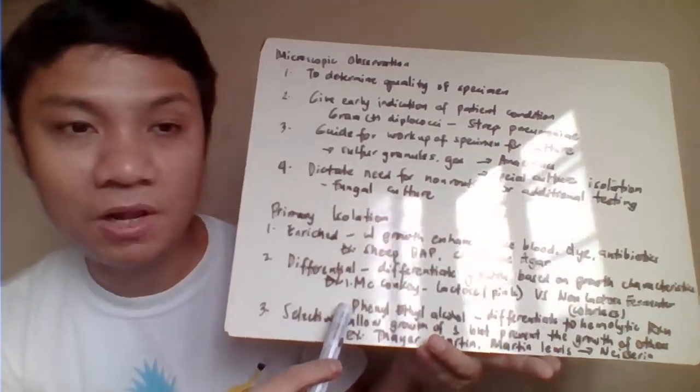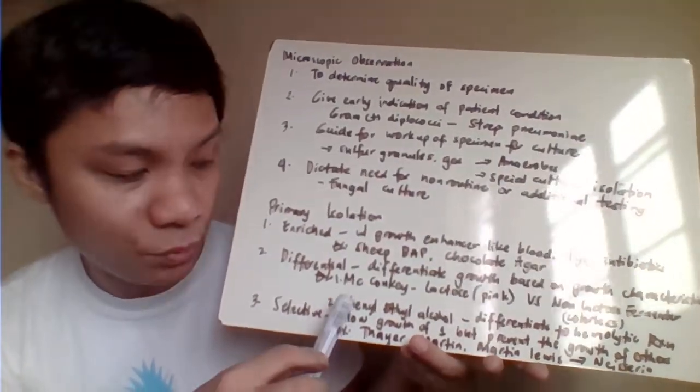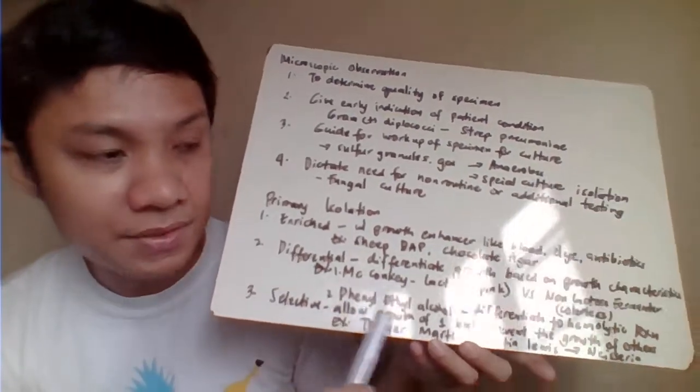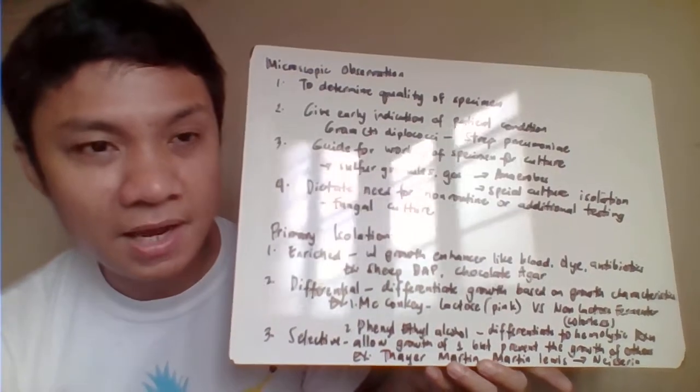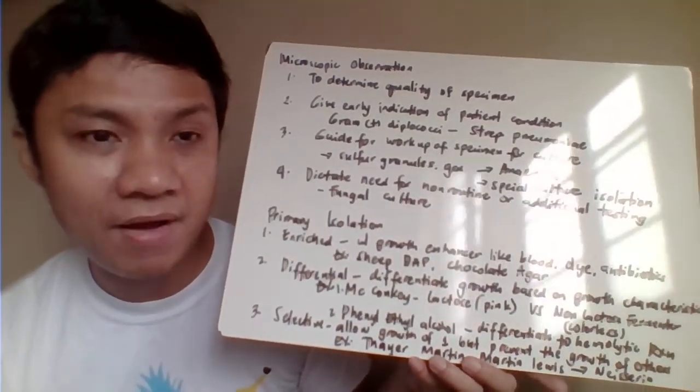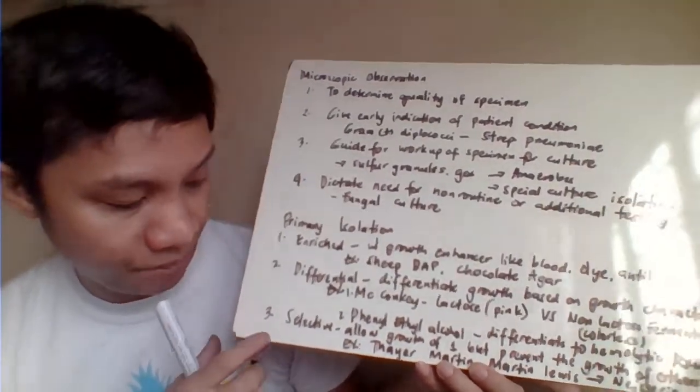Phenylethyl alcohol, how does it become differential? This would differentiate organisms based on their hemolytic reactions. Okay, we'll discuss hemolytic reactions like alpha, beta, gamma later.